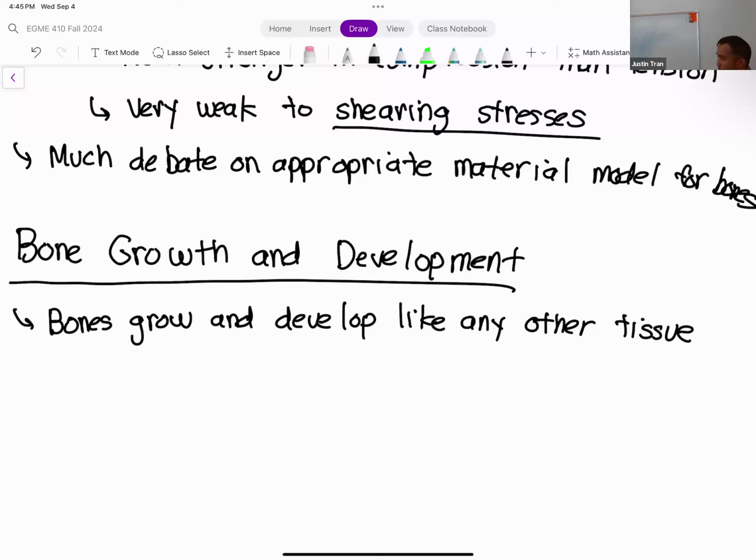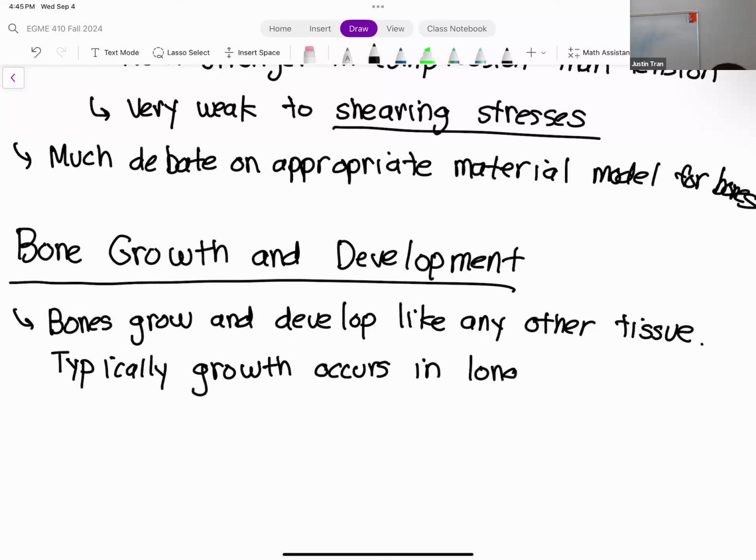And so the direction of growth that bones undergo is usually in two directions. The most noticeable type of growth is longitudinal growth. That just means that the bones get longer, right? Growth occurs in the longitudinal direction. And the other way that bones grow is they get wider, right? We call that circumferential growth.